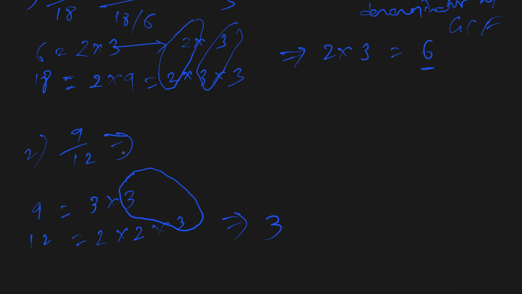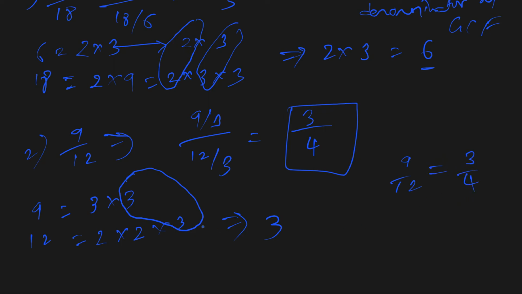And the second step is to divide the numerator and denominator by the GCF. So 9 divided by 3, and then 12 divided by 3. So 9 divided by 3 is 3, 12 divided by 3 is 4. So this is the simplified version. So 9 over 12 when simplified further is 3 over 4. And that's how you can use GCF or GCD to simplify a fraction.